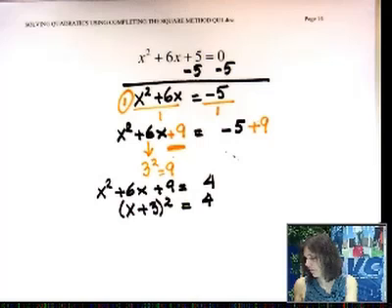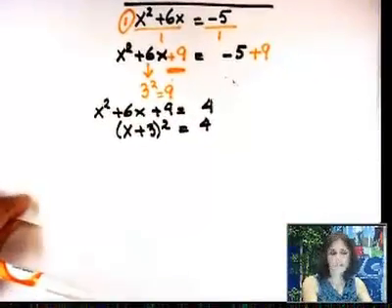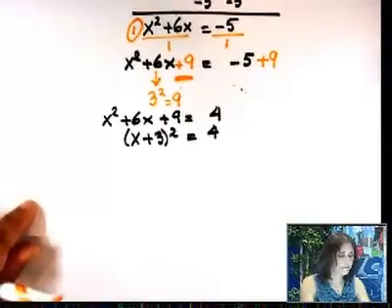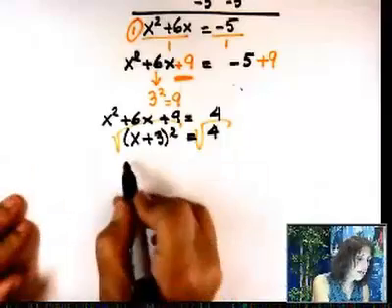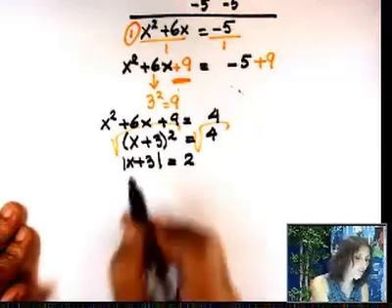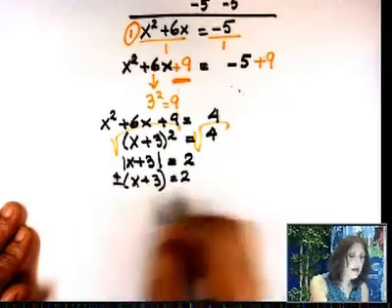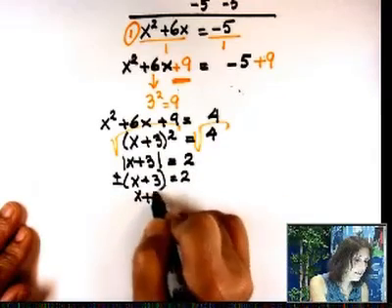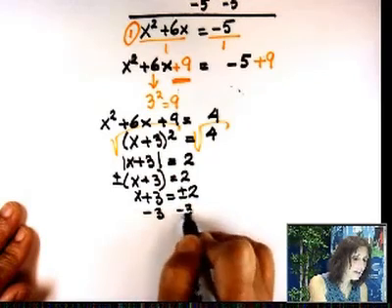What were the steps? You're going to take the square root of both sides. So you're going to get the absolute value of x plus 3 equals 2. Remove the absolute value. That means x plus 3 is plus or minus 2. Then move the plus or minus to the other side. Then move the 3 to the other side.